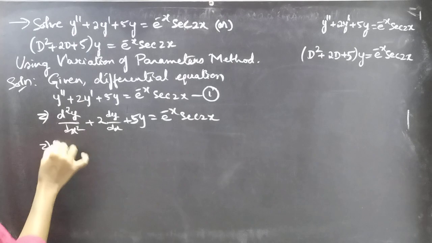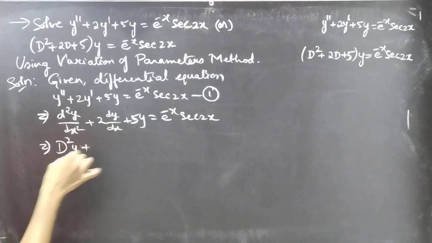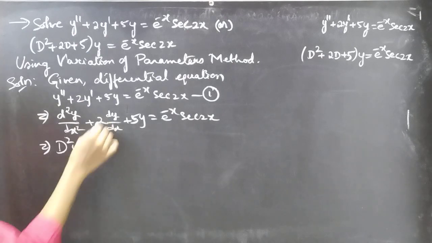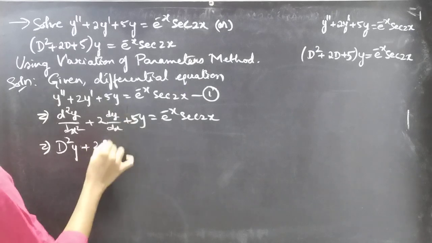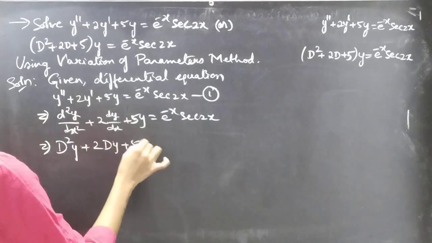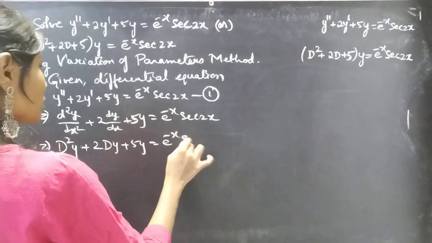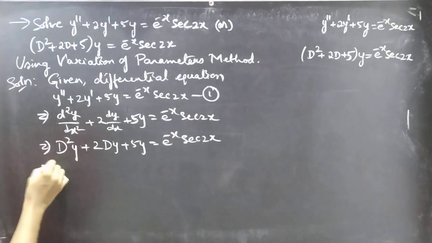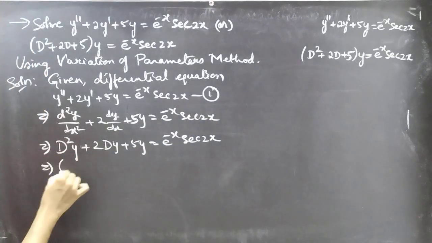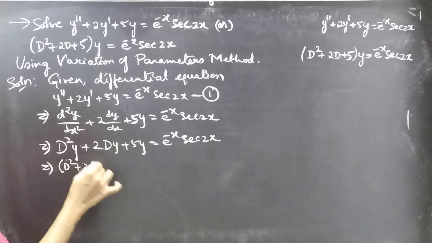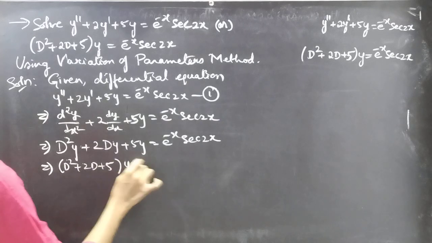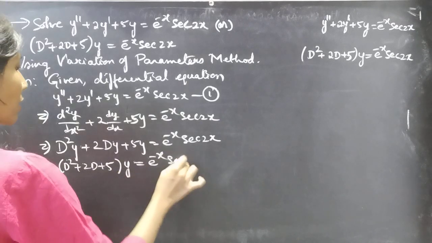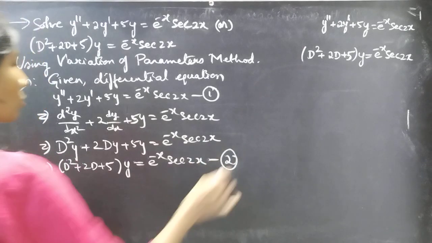d square y by dx square can be written as capital D square y using the differential operator D, plus 2 into, write dy by dx as capital D y, plus 5y equal to e power minus x secant 2x. Now take y common from all the three terms of LHS. We'll get (D square plus 2D plus 5) into y equal to e power minus x secant 2x. Consider it as equation number 2.